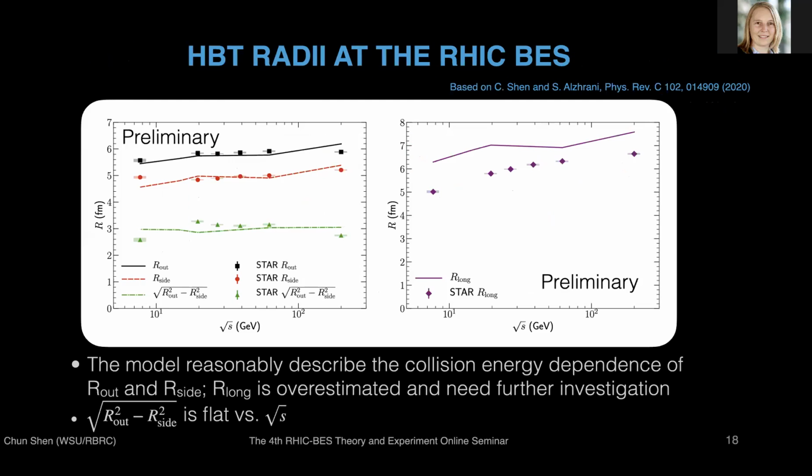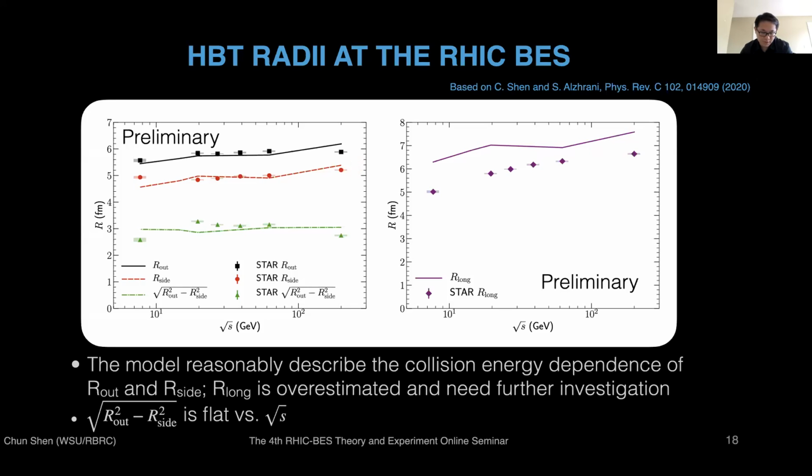Okay. Now we also look at, for example, HBT radii from these calculations. Here I show you the calculation for R_out, R_side, and R_long as a function of root s from these simulations. What we found is that with these particular initial conditions, R_long is overestimated and needs further investigation on how to improve the model. But R_side and R_out are quite reasonable compared to the STAR measurements.